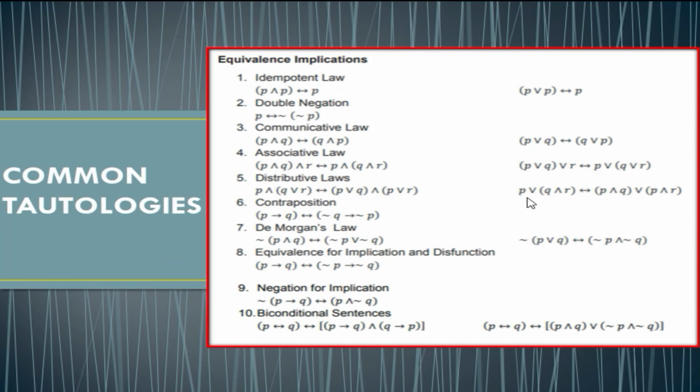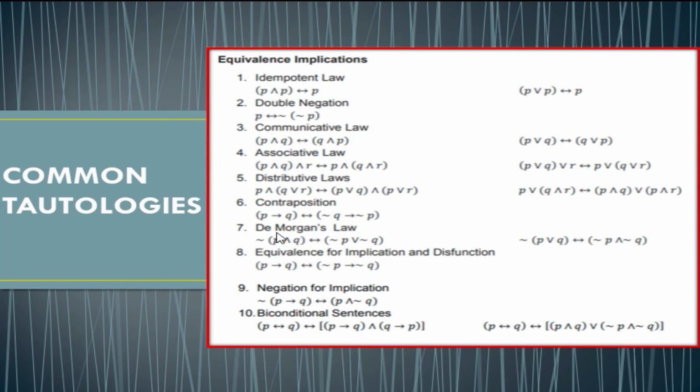Or in other words, P or (Q and R) if and only if (P and Q) or (P and R). The sixth one is contraposition. P implies Q if and only if not Q implies not P.